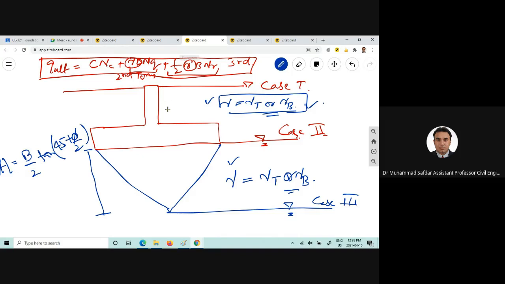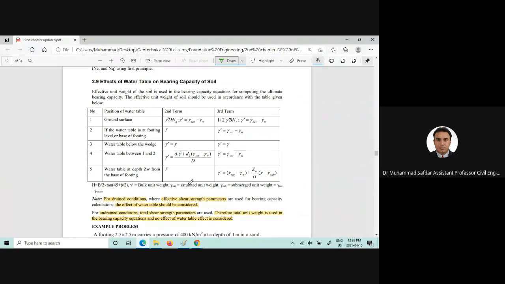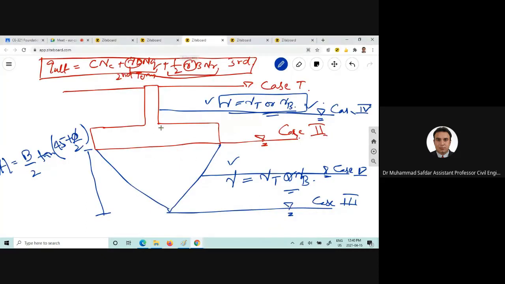Now in the case of case 4, here it will lie in the middle of 1 and 2, so this is case 4, and if the water table is present in the middle here, that would be case 5. Now in each and every case we are going to use the unit weight. For example, in case 4 you can use this equation to find out the unit weight for the second term. Now what are D1 and D2? D1 and D2 are the depths here. So for example, this will be D1, this will be D2, and this is the depth of the footing in that particular equation.